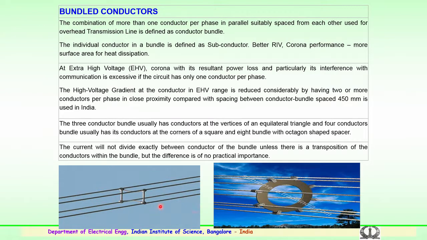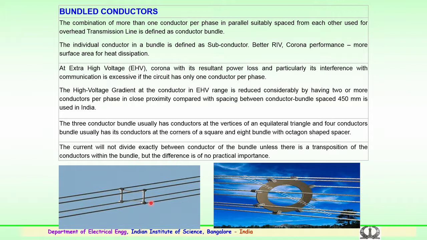When you see here, this has 4 conductors with a suitable spacer. This suitable spacer is a quadruple spacer having 4 conductors in a bundle. Similarly, you see here 8 conductors in a bundle, 8 conductors of the same phase, that is very important. The spacing between each conductor is 450 millimeters, 45 centimeters, which is typically employed in our country.